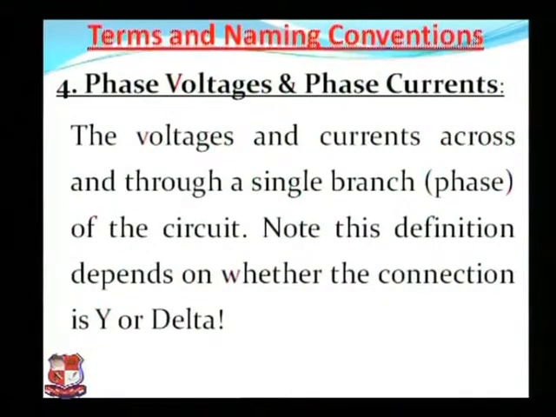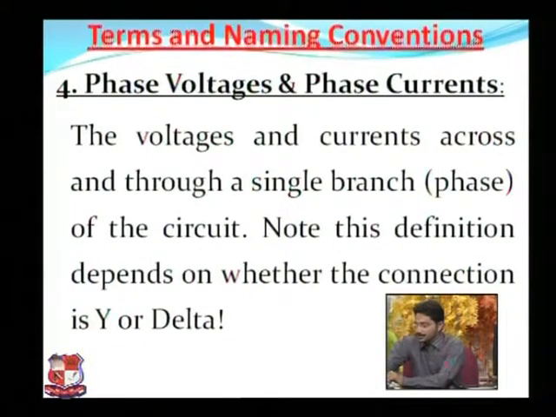The next term is the phase voltage and the phase current. The phase voltage and current are the voltage across the phases and the current through a single branch of the circuit. Note that this definition depends on whether the connection is a Y connection or delta. You have to remember this one. If you are talking about the Y connection, then the definitions may differ slightly from the other one.